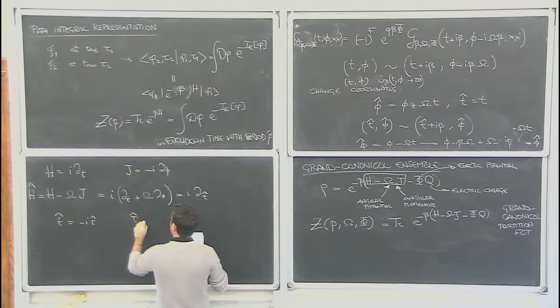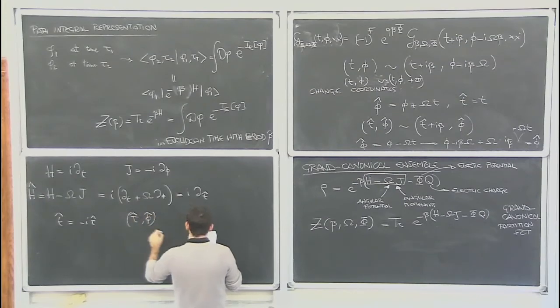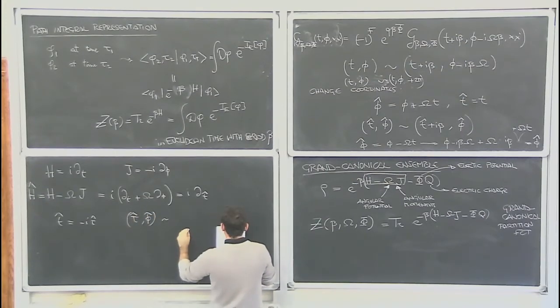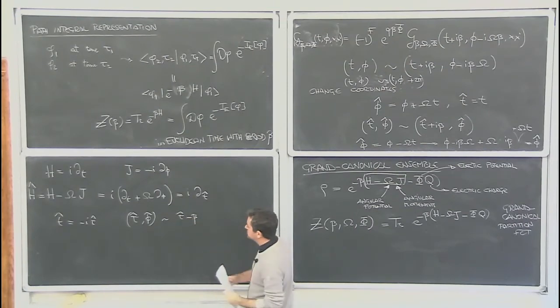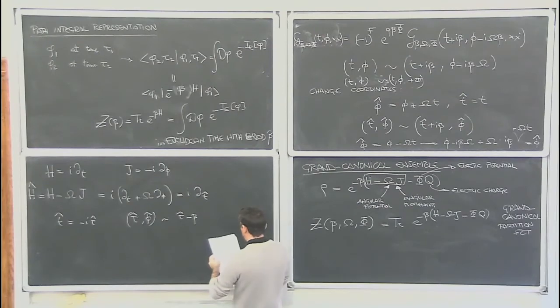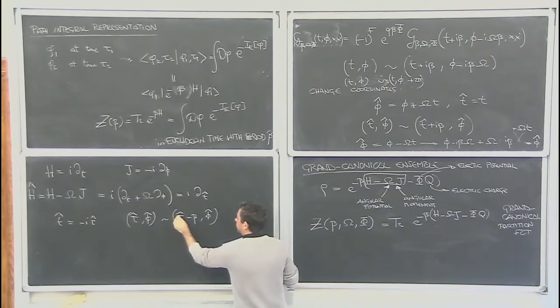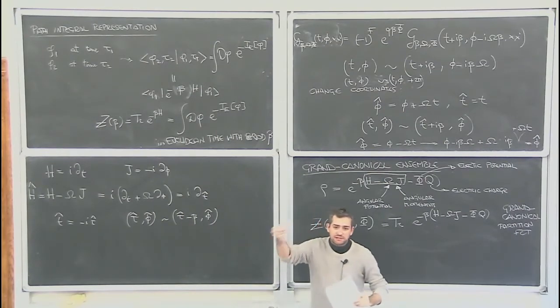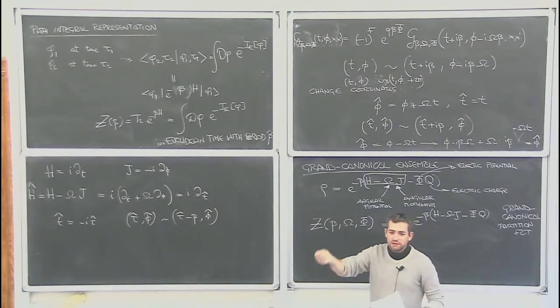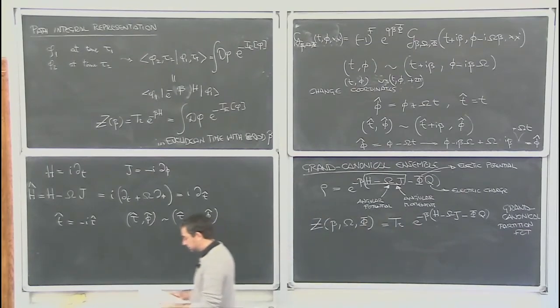So tau hat is phi hat, and phi hat is identified with tau hat minus beta. I think the signs should be this. This is the reason why I was messing around, because I had the minus here. But okay, plus or minus doesn't make a big difference. We are still identifying things, either we evolve in one direction or the other.